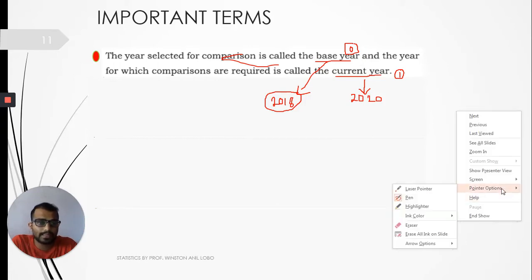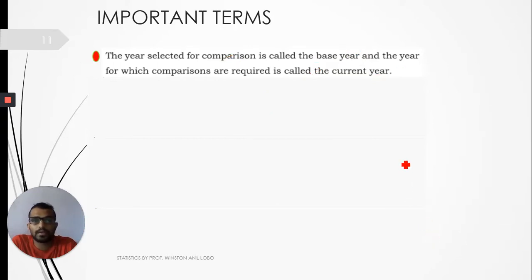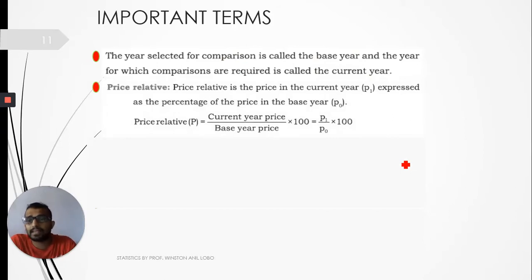Next, let us move further. Price relative, one of the very important factors of index number, students, is price relative. Now what is this price relative? Price relative is the price in the current year. Didn't I tell you, students, it is called 1 for current year. So why is it called P1? P1 because price. If you're talking about quantity, it will be Q1. If you talk about value, it will be V1. If you talk about expenses, it will be E1. But of which year? Of the current year.